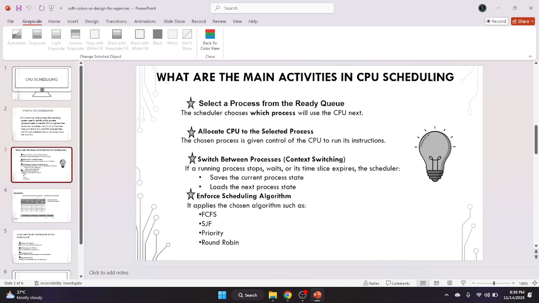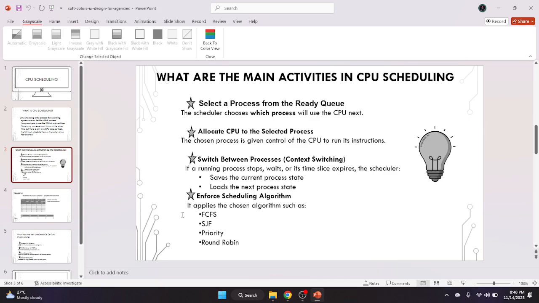The fourth one is to enforce the scheduling algorithm. It applies the chosen algorithm such as FCFS, SJF, priority, and round robin. The operating system follows a specific algorithm to decide the order of processes.